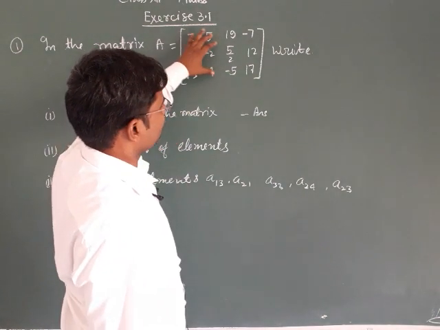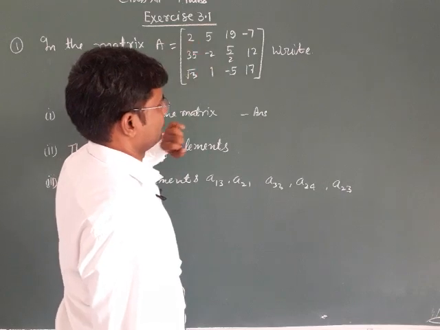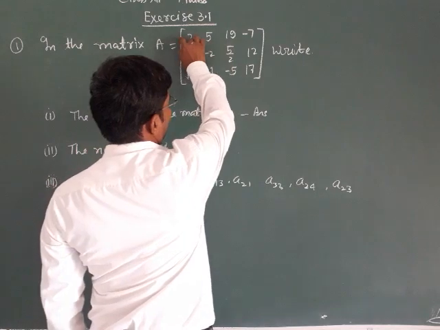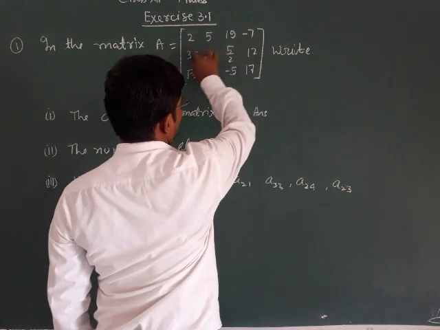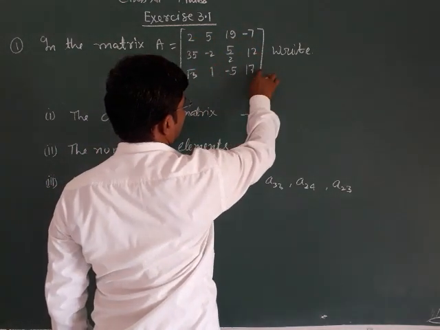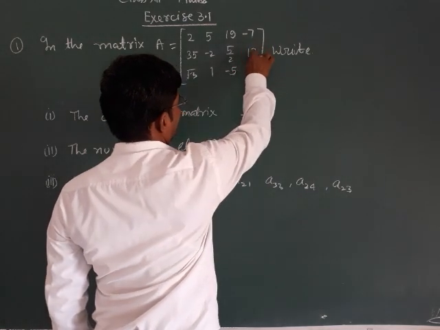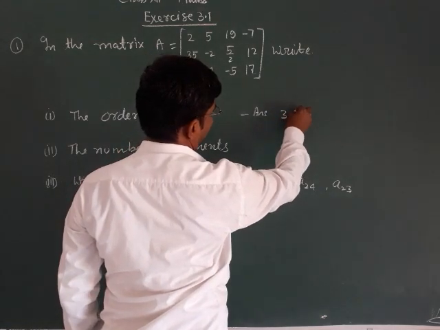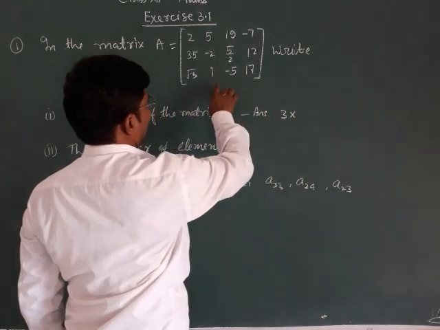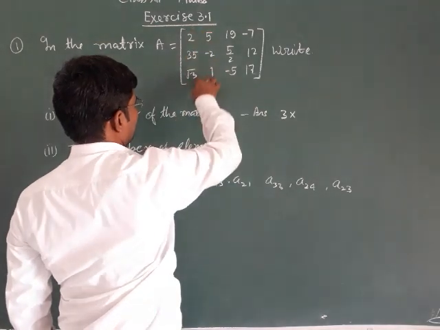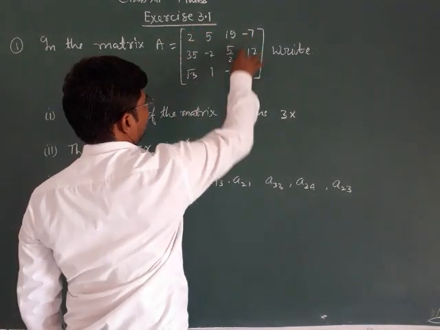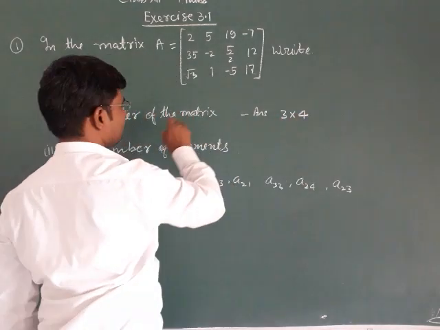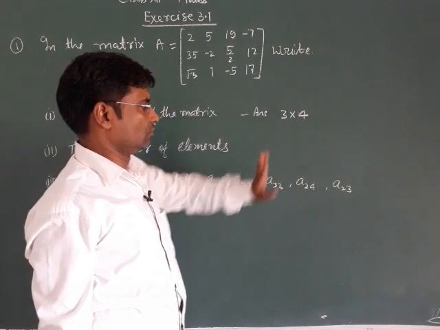How many rows and columns are in this matrix? Counting rows: row 1, row 2, row 3. This is 3 by, and the number of columns: column 1, 2, 3, 4. So 3 by 4. The order of the matrix is 3 by 4.